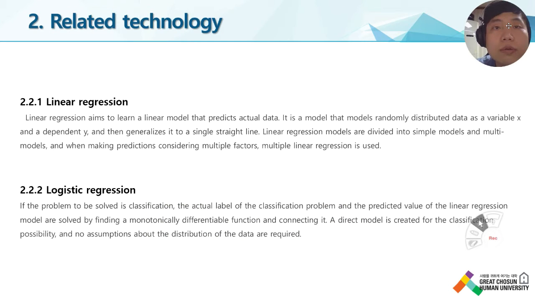A linear regression aims to build a linear model that predicts real-world data, and generates a single straight line from arbitrarily distributed data by modeling how y changes depending on the variable x. Linear regression models are divided into simple and multiple models, and multilinear regression is used when making predictions that consider a number of factors.